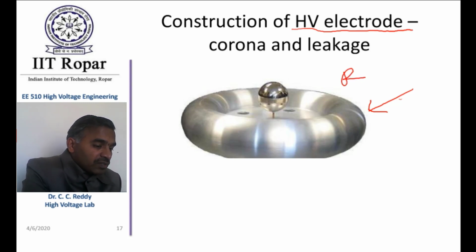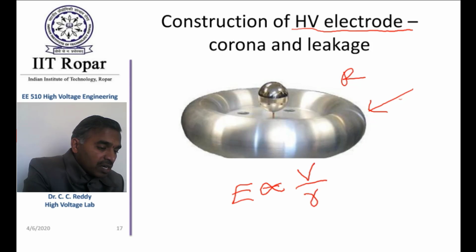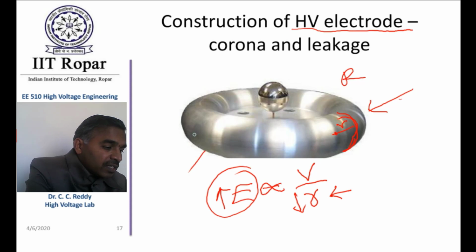The reason is that the electric field on the surface is roughly proportional to V, the voltage, divided by R. R is the radius of curvature. For example, in this case, this is the radius of curvature, right? This is the radius R. Now, if R is small, E will be high. If E is high, then corona discharges will occur like this, right?